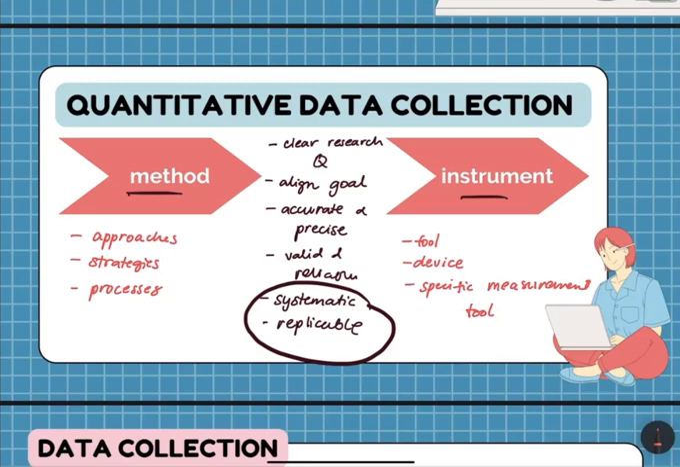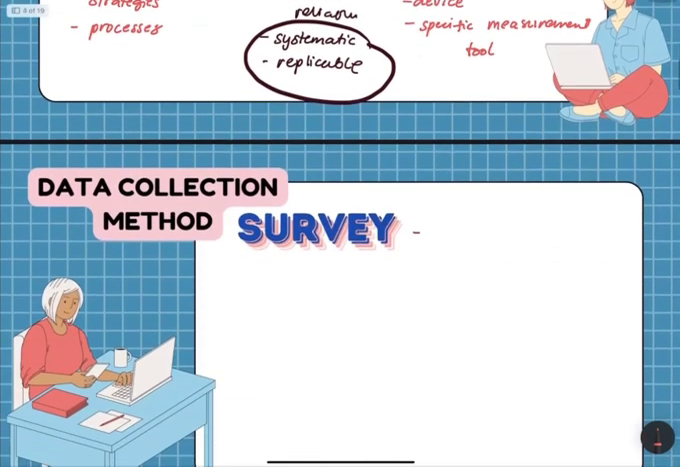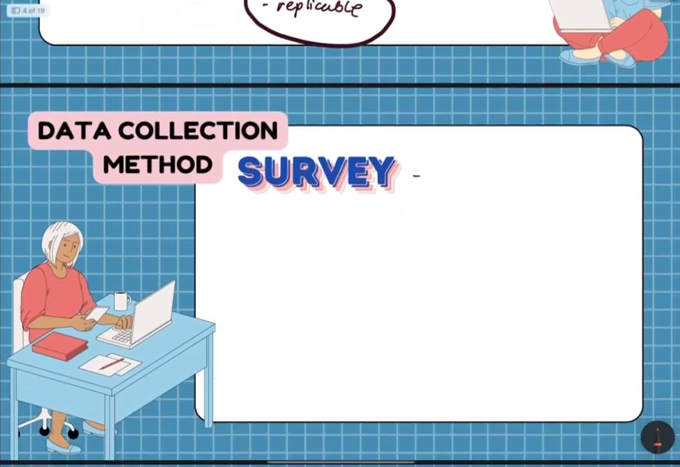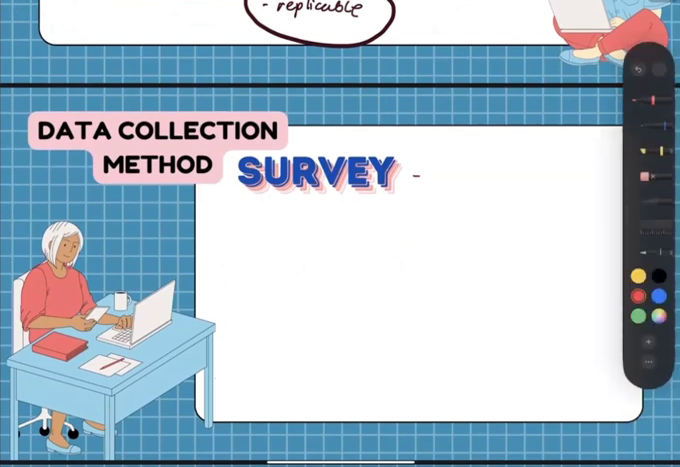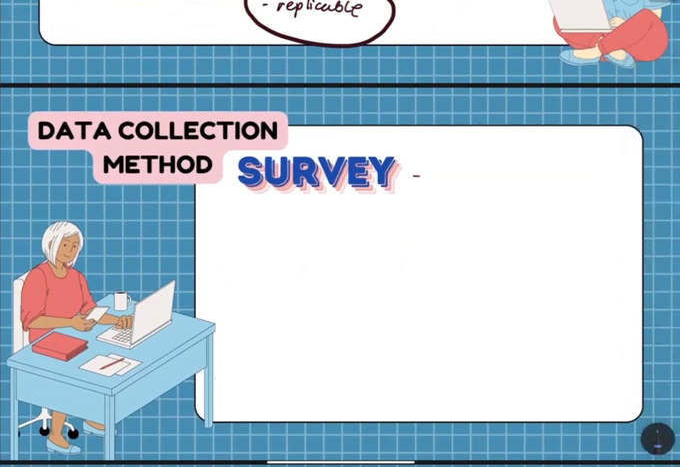Now let's move on to the types of data collection methods and their specific instruments. So we will begin with the very basic one. This is the one that's widely used. So we have your surveys. Now for surveys, one of the most common tools or instruments that is used for a survey method of data collection is, of course, our questionnaires.